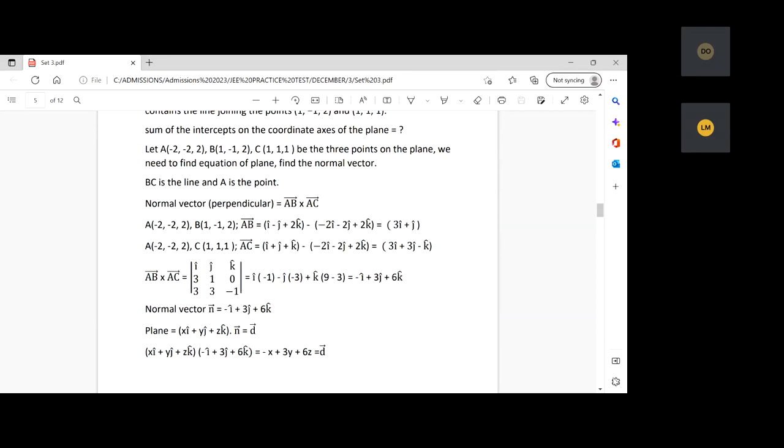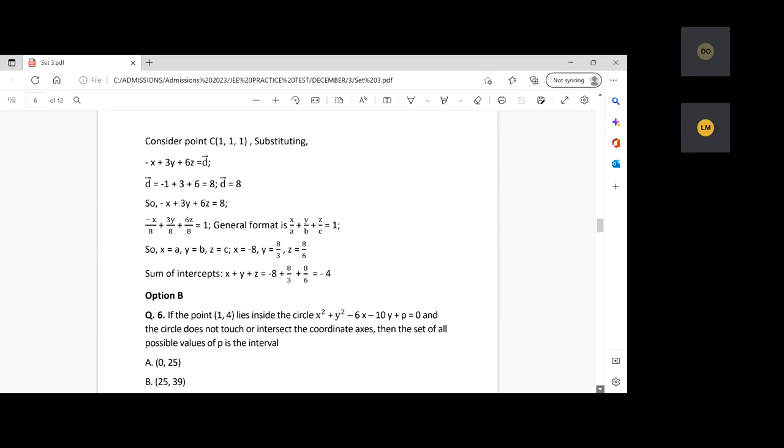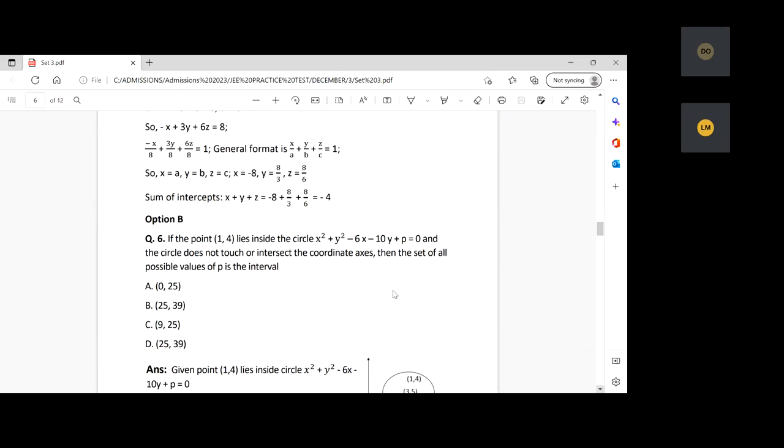Now moving on, we have another question, which asks you to find the interval. If the point 1, 4 lies inside the circle x square plus y square minus 6x minus 10y plus p equal to 0, the point to be noted is that the circle does not touch or intersect the coordinate axis. It will not touch the x or the y axis. We need to find the set of all the possible values of p. That too, we need to find the interval for the values.